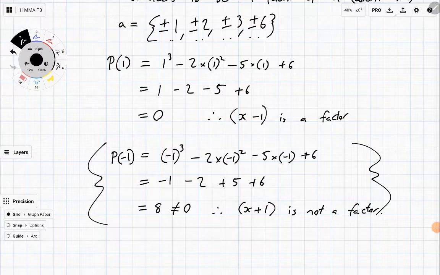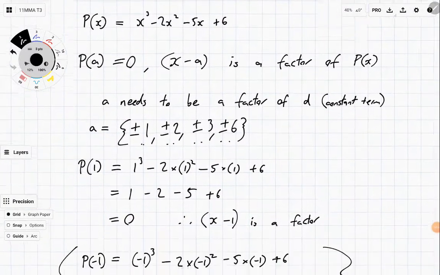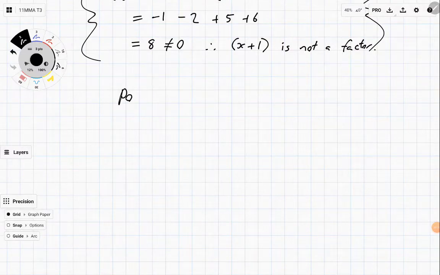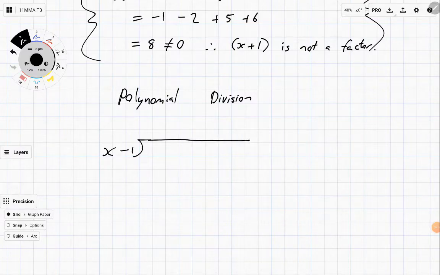Okay, so where do we go from here? Well, we now know that this is a factor, which means if we divide by this, we're going to have a good time. So let us do polynomial division. So now we know the factor, x minus 1. Let us divide our original function, which was x to the 3 minus 2x squared minus 5x plus 6.